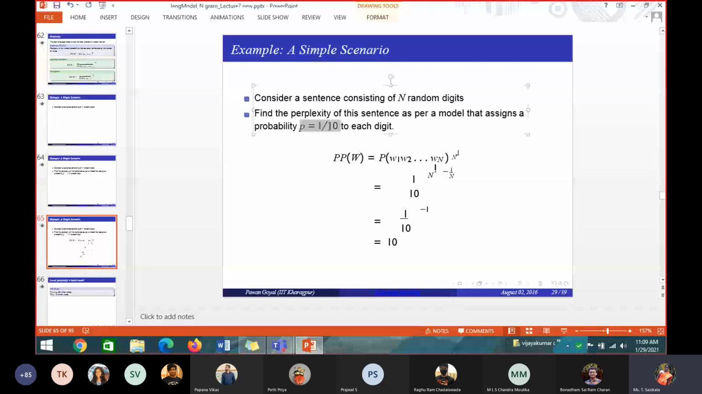How many words do I have totally? How many digits do I have totally in my sentence? N, ma'am. N. So whole power n.